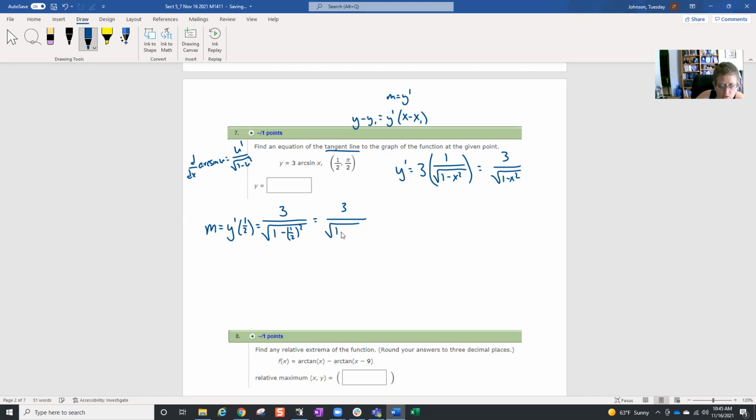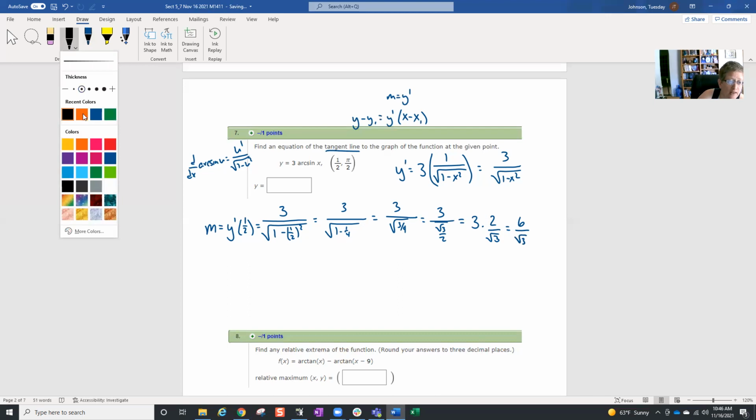1/2 squared is 1/4. And 1 minus 1/4 is 3/4. So let me write it as the square root of 3/4 and then square root of 3 over 2. Right? Because the square root of 3/4, that's the square root of 3 divided by the square root of 4. Square root of 3 and square root of 4 is 2. Dividing by a fraction, I can instead multiply by the reciprocal. And this looks like 6 over square root of 3.